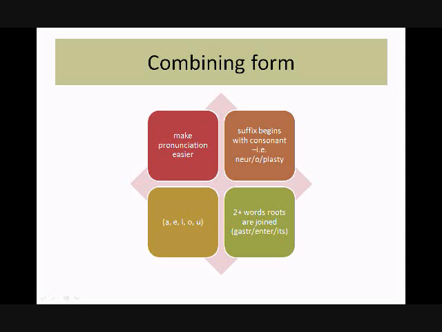And again, the vowels that you're going to see, A, E, I, O, U, if that was the beginning of the suffix, then we would no longer need a combining form, right? Because you're not making your pronunciation any easier by having two vowels, right? So let's look at something like this. We have two root words that are joined together. The first root word ends with R. The second root word begins with an E, right?